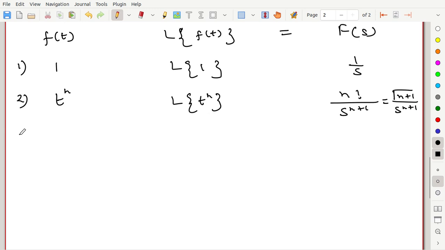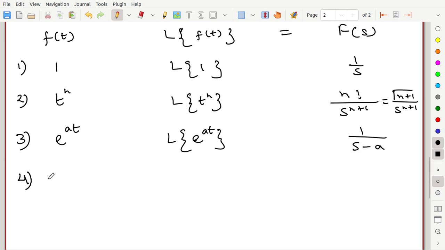The third function is e power at. The Laplace transform of e power at is equal to 1 by s minus a. Again, the Laplace transform of e power minus at, we can guess, is nothing but 1 by s plus a.